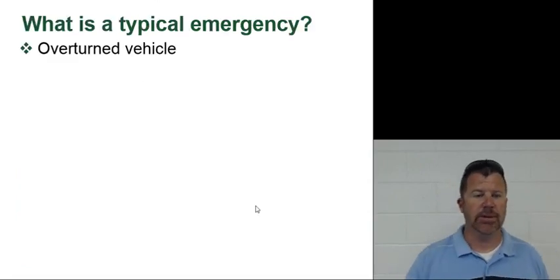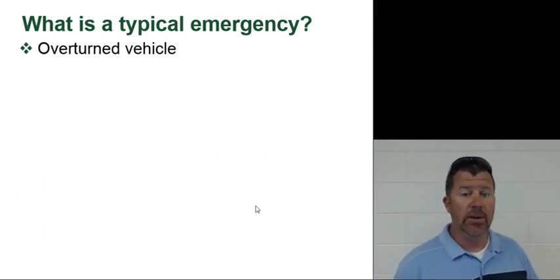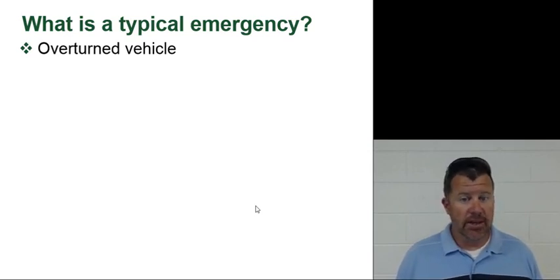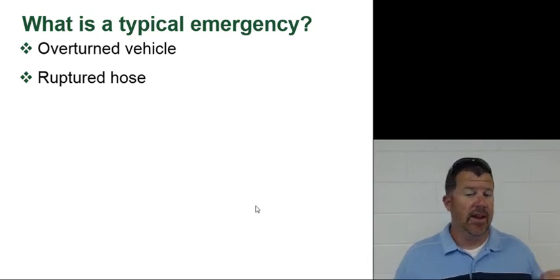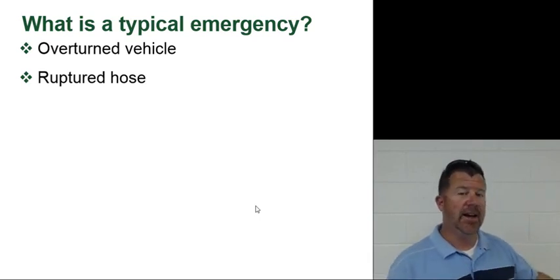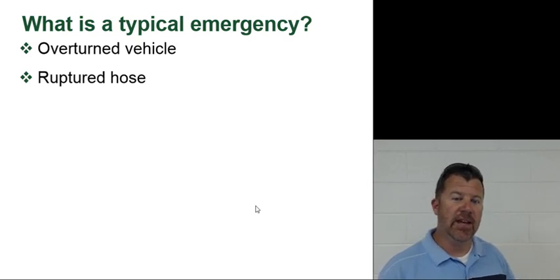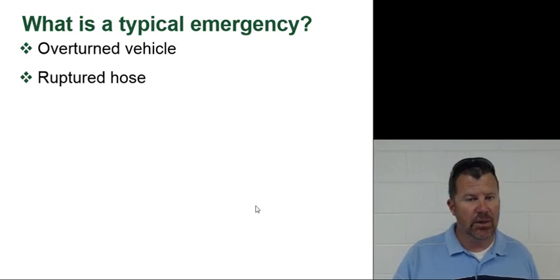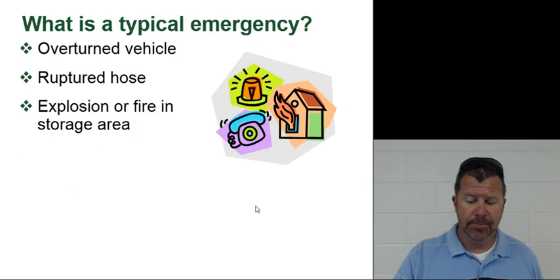But what is a typical emergency? An overturned vehicle. It could be as simple as the landscape truck with Roundup in the back, a 50-gallon drum of Roundup going to a large commercial site. That's a bad situation. A ruptured hose. I've seen it. You've probably seen it. You've been behind a lawn care truck or even a tractor if you live in rural America, and you see liquids coming out of the tank. It's either a ruptured hose or a dry rotted seal, but you're seeing liquid come out of that tank. Explosion or fire in a storage area.